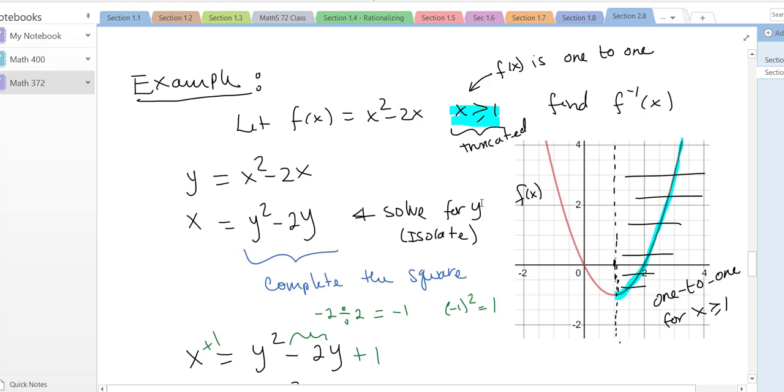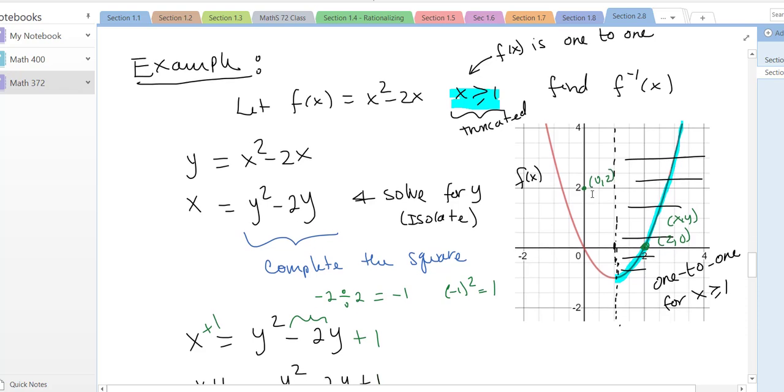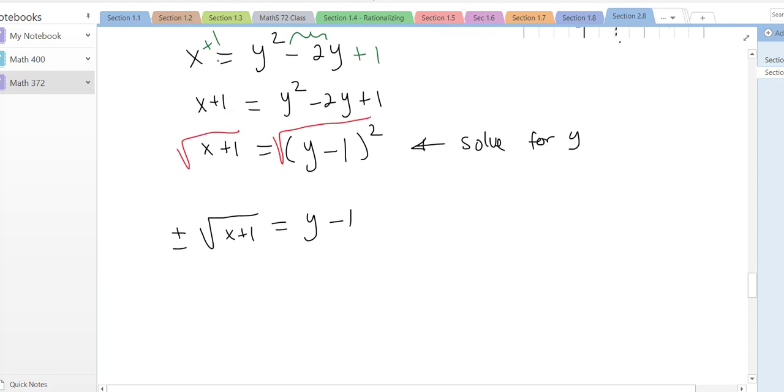And so to see which one we would need, well, let's look at the points on the graph. So this is the point, it appears to be the point 2, 0. So remember, this is my x, y. So in the inverse, it becomes y, x. So that will be 0, 2. So it will be up here. So it will be essentially the positive side. So for the inverse, because for x greater than 1, we're going to take the positive side. So I'm going to say positive square root of x plus 1 is equal to y minus 1.